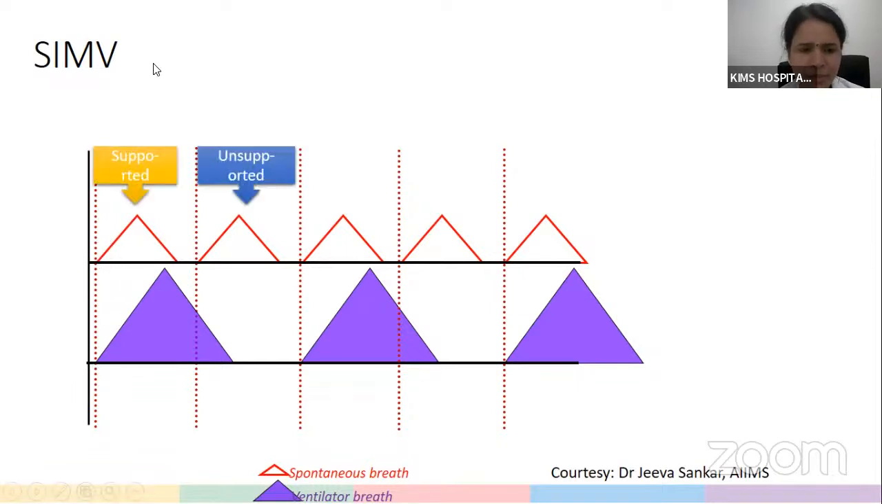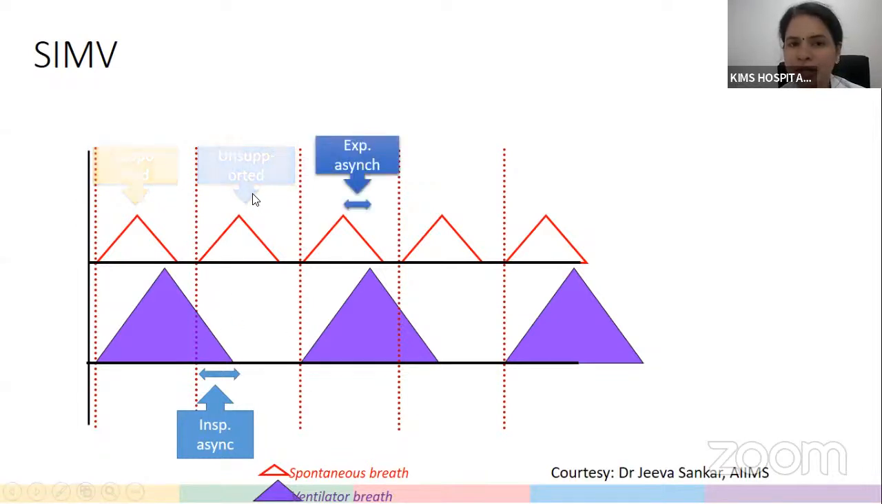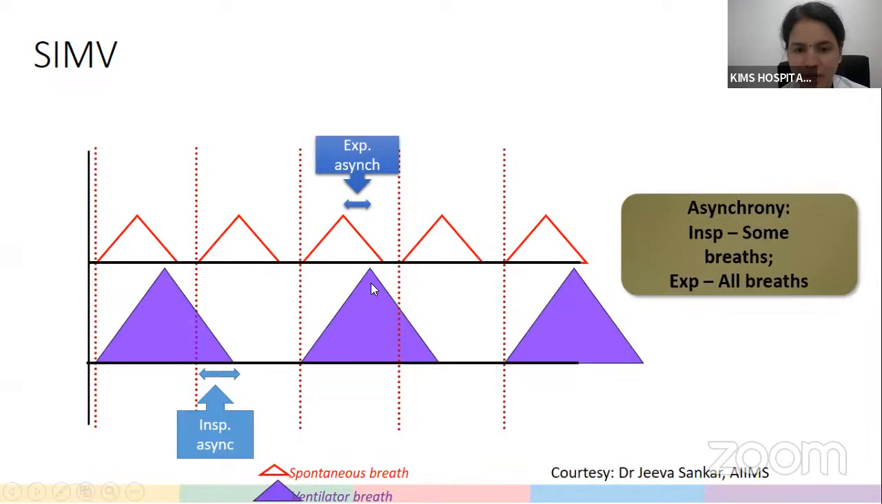So in this particular first breath, there is actually no inspiratory asynchrony, but the second breath of the baby began inspiration here, while the ventilator is still delivering expiration of the previous breath. So in this particular breath, there is inspiratory asynchrony. Likewise, if you look at the expiratory synchrony, even in the supported breaths, let us take the example of, say, the third breath. Here, the baby began expiration here. At this point of time, the ventilator is still in inspiration. So there is still expiratory asynchrony even with SIMV.